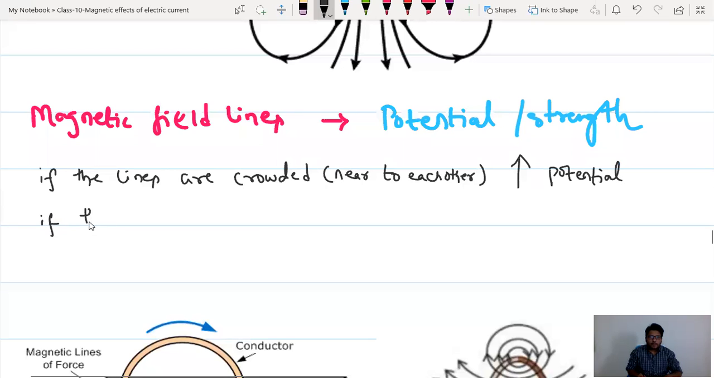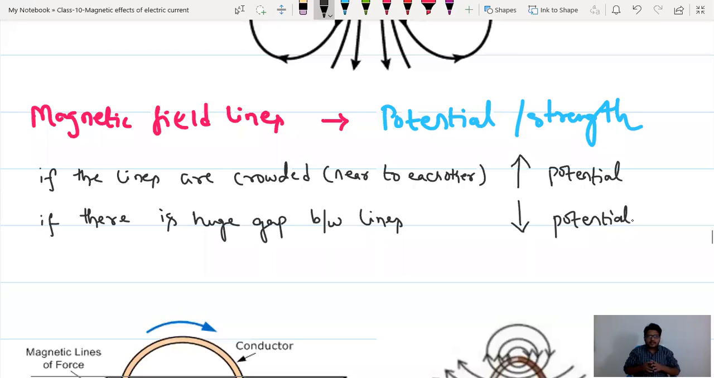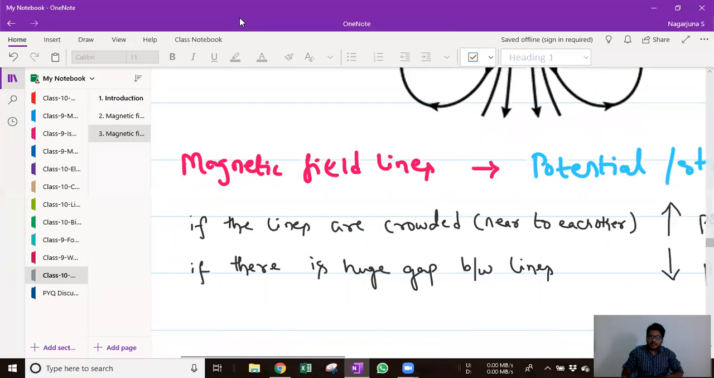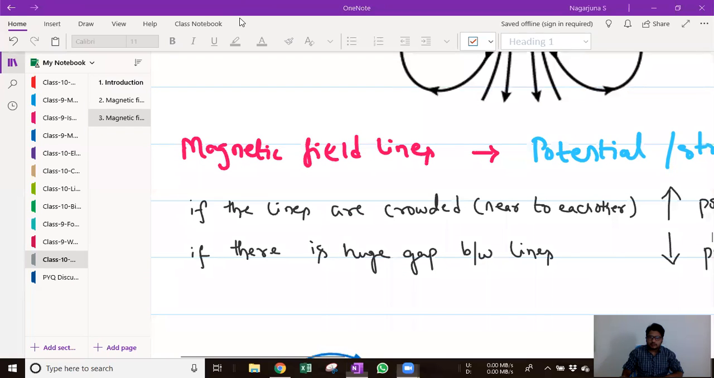If there is huge gap between lines, that will indicate less potential. So if there is huge gap between lines, it is less potential. If lines are crowded, more potential.